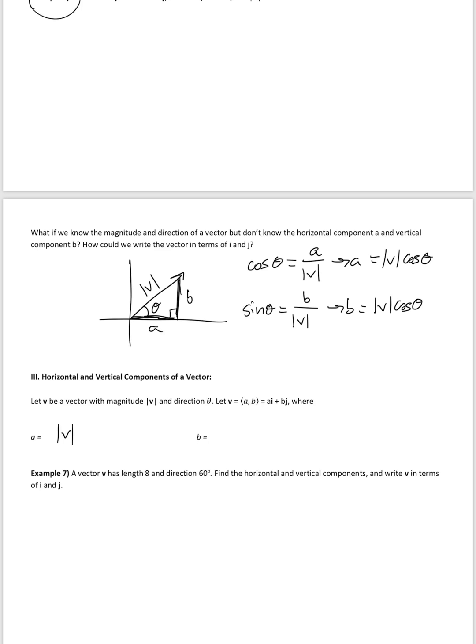If v is a vector with magnitude |v|, and direction theta, then we can find A and B. A is the magnitude of v times the cosine of theta. B is the magnitude of v times the sine of theta. This is the horizontal component, and this is the vertical component.